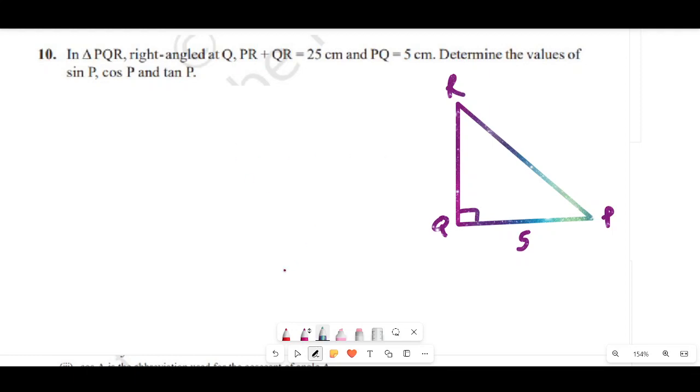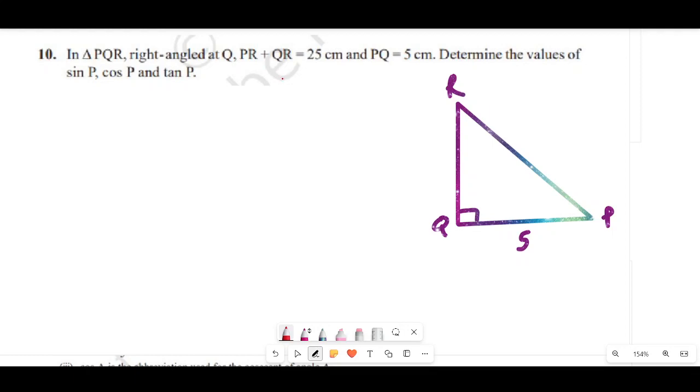Determine the value of sin P. So don't worry. If nothing is there, then we should take PR plus QR as 25 centimeter. So we should take QR. What is the value of PR? PR is 25 minus QR. Clear? 25 minus QR.